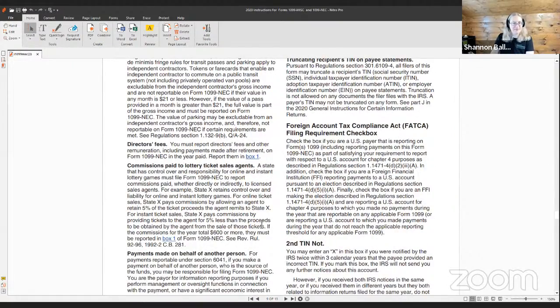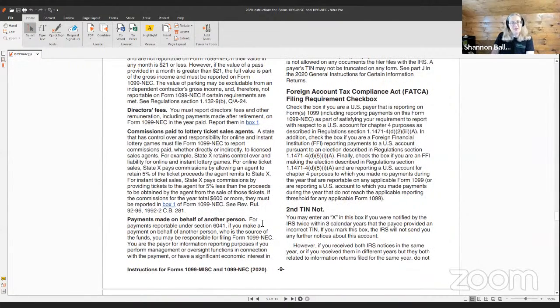Director's fees. You must report director's fees and other remuneration, including payments made after retirement, on Form 1099 NEC in the year paid. Report them in box 1.